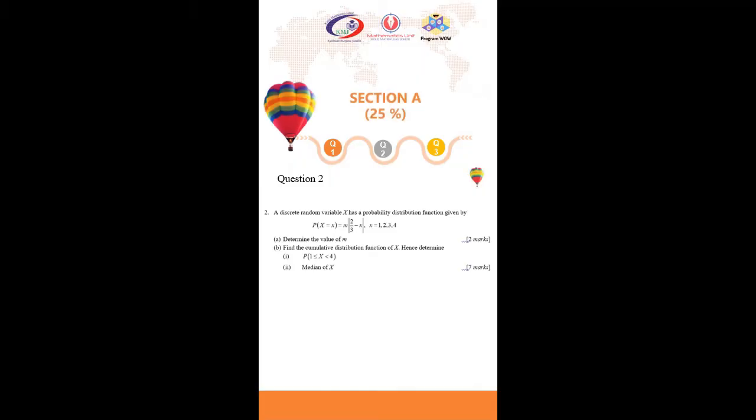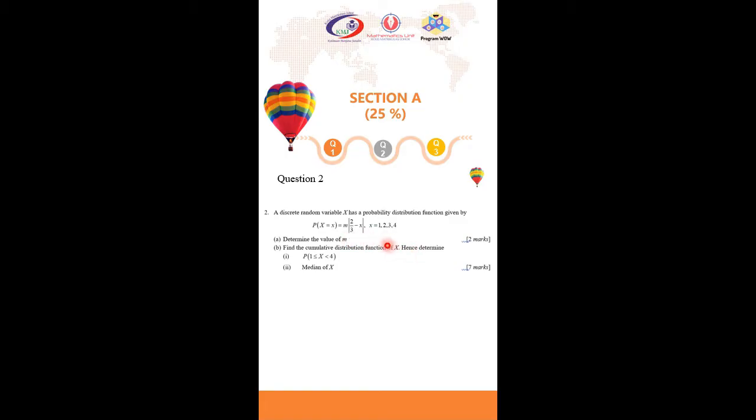Alright, so next we move to the second question. The second question here is related to the topic of random variables. So let's see the question. The question is about a discrete random variable. Given the PDF, you have to find the value of M for part A.